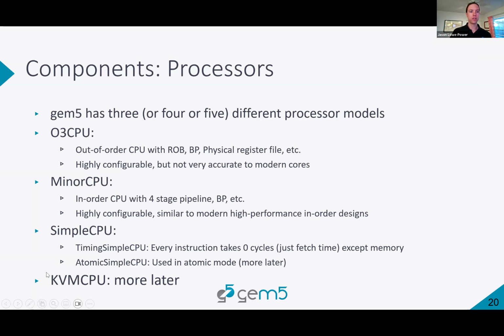Mostly for timing, you'll want to be using the O3 CPU for out of order and the minor CPU for in order. And the simple CPU can be useful if you don't care that much about the CPU timing, but just want to drive memory accesses. Does that answer your question? Great.